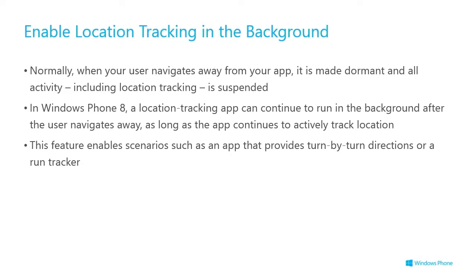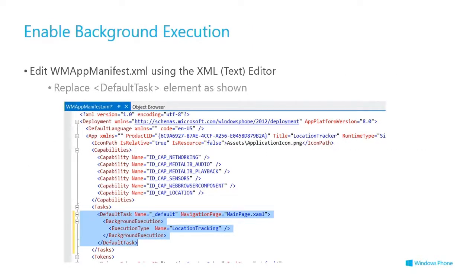Now, if you want to truly track location, even when the app loses focus, then you need to make use of this new background location tracking feature. And for that, you need to go in and edit the manifest again. The bit highlighted in blue there is what you need to change. The default task tag will be there already, but inside it you need to put this background execution. Execution type, name equals location tracking. That location tracking is a kind of magic string. That's just what you put in. It's not the name of your app or anything. But that background execution is what enables continuous background location tracking.